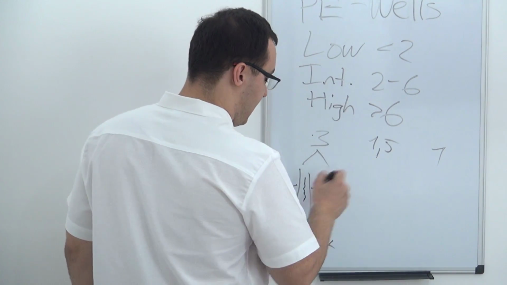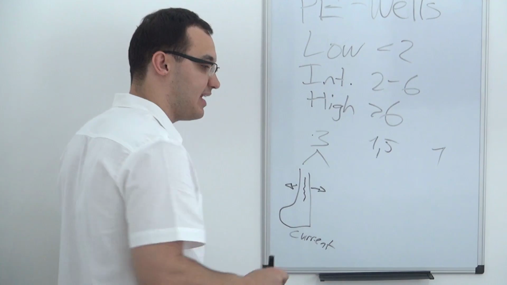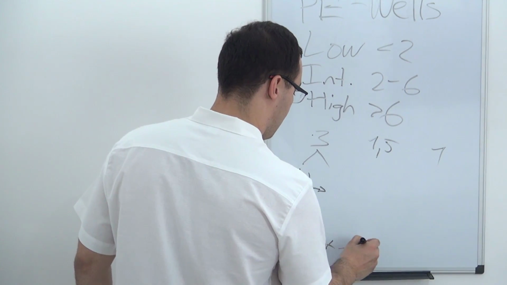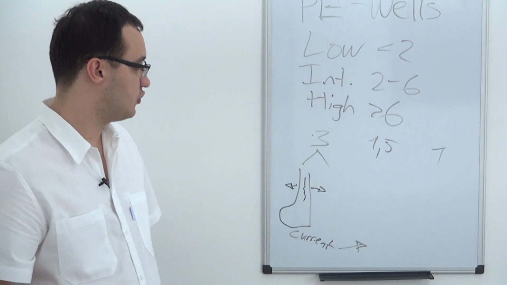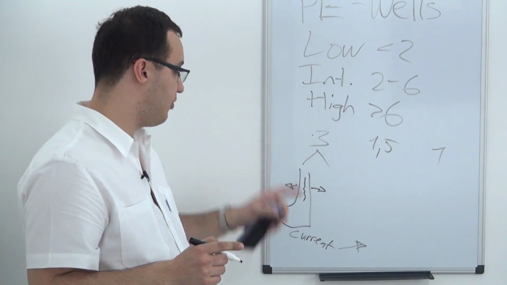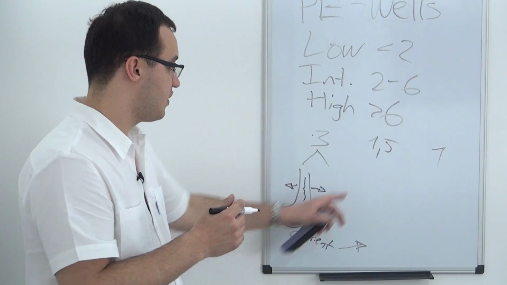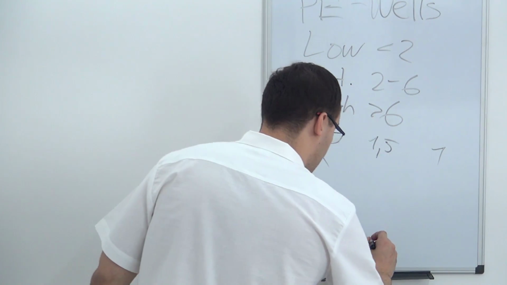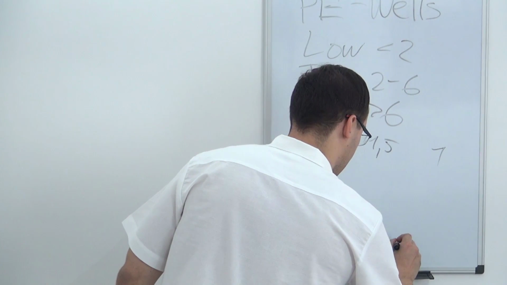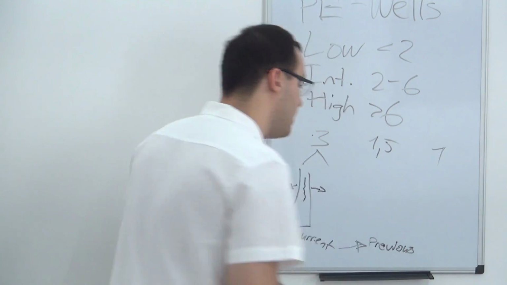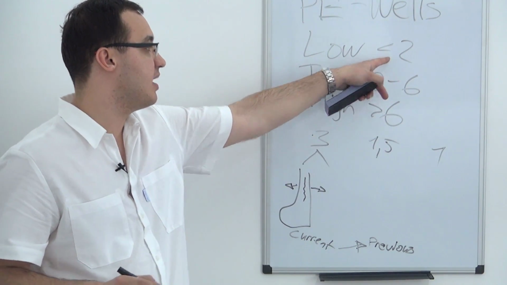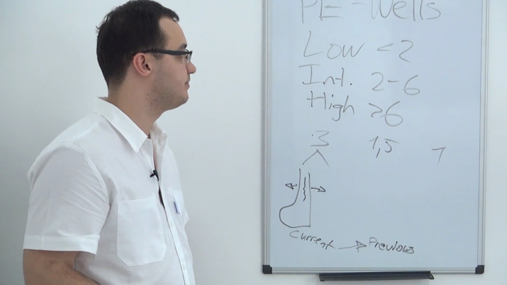If he has previously had a deep vein thrombosis, then I give him 1.5 points. So that's the difference here. You can see 3 points for current deep vein thrombosis, 1.5 points for previous. I will write previous. Previous deep vein thrombosis, and I give it 1.5. So if I give you 1.5, I'm still at the low region.